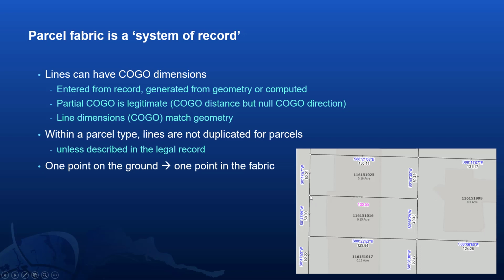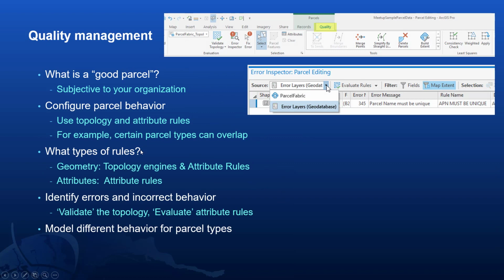And of course, like in ArcMap, we want to have a simple story here. There's 1 point on the ground, there's 1 point in the parcel fabric. We don't stack them. And if that point moves, it will move every parcel that's connected to that point. And those could be from multiple parcel types. And sometimes we call that the vertical alignment between parcels because they move together if a point moves. And that's what we want to see.